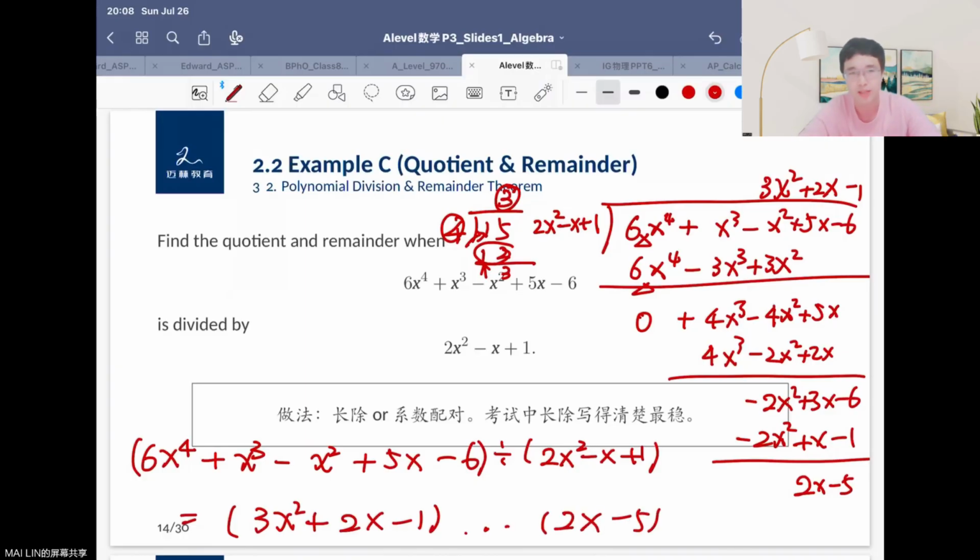So maybe you have a question. Teacher Mai Lin, you show that the remainder is 2x minus 5. I'm wondering if the remainder can become smaller, or if you can make it a constant number. But make sure that the divisor here is 2x squared minus x plus 1, so it has degree 2. Here the remainder is 2x minus 5, right? It's just a very easy polynomial. So we can say that we stop when the remainder's highest power is less than the divisor's, which is 2. So we can say that this is the remainder here. Okay, that is it.